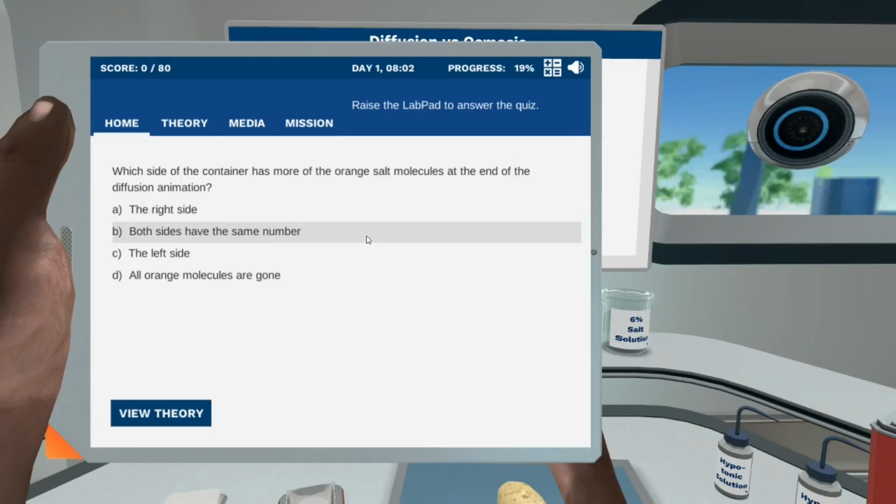Which side of the container has more of the orange salt molecules at the end of the diffusion animation? A. The right side. B. Both sides have the same number. C. The left side. D. All orange molecules are gone.